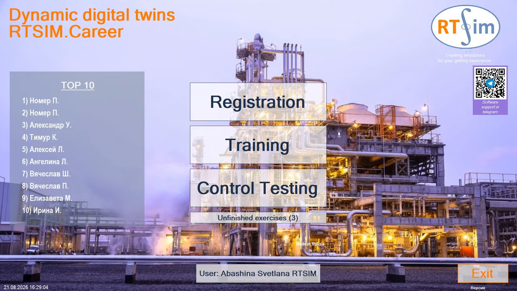Let's begin by looking at the main platform. On the first screen, there are three windows: registration, training, and control testing. The difference is important. In training mode, you can use help and virtual instructor features. In the control testing mode, RTsim.Career evaluates your skills on its own. When you finish an exercise, you will receive a 100-point score.